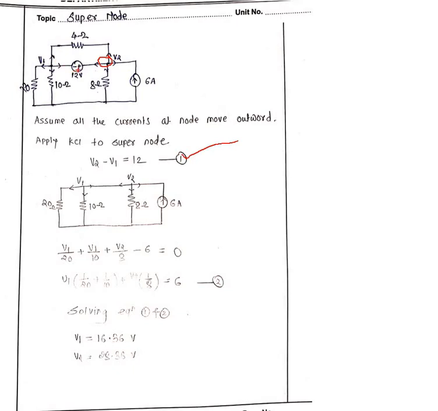Then second step, remove the voltage source and make it a short circuit. If it is short circuited, whatever the resistance, everything becomes 0, so I can remove it. Then the same 2 nodes remain as they are. Then write the equations: V1 by this one, V2 by this one, and here is the current. Yes, that is equation number 2. Solve that and I will get V1 and V2.